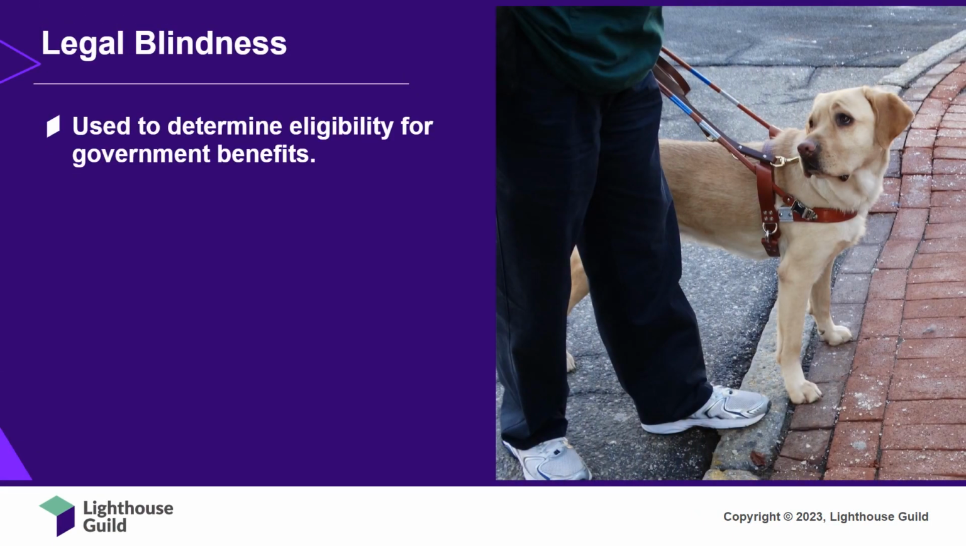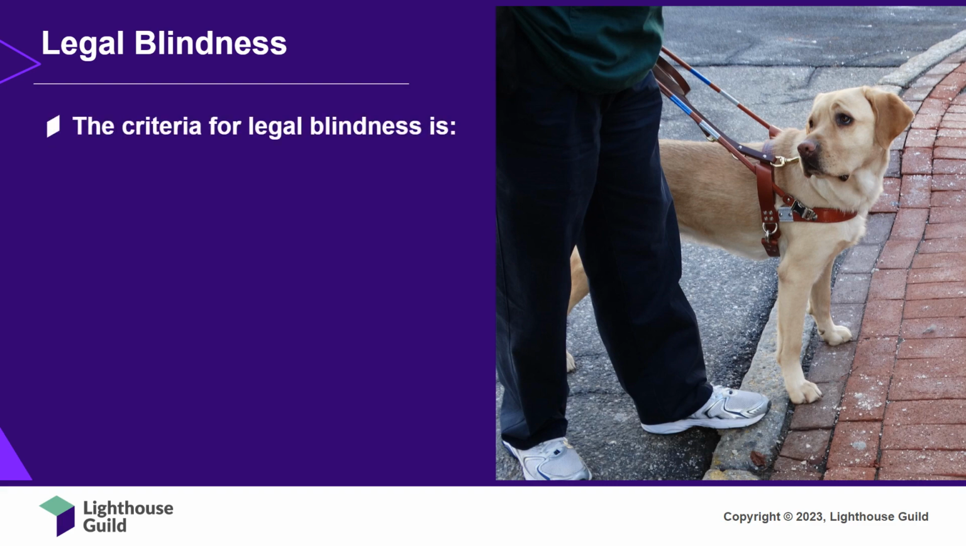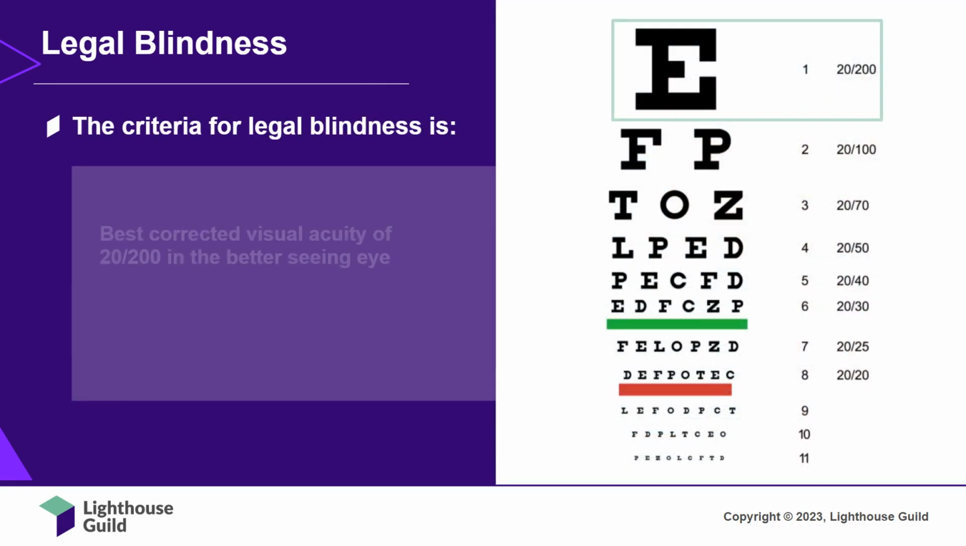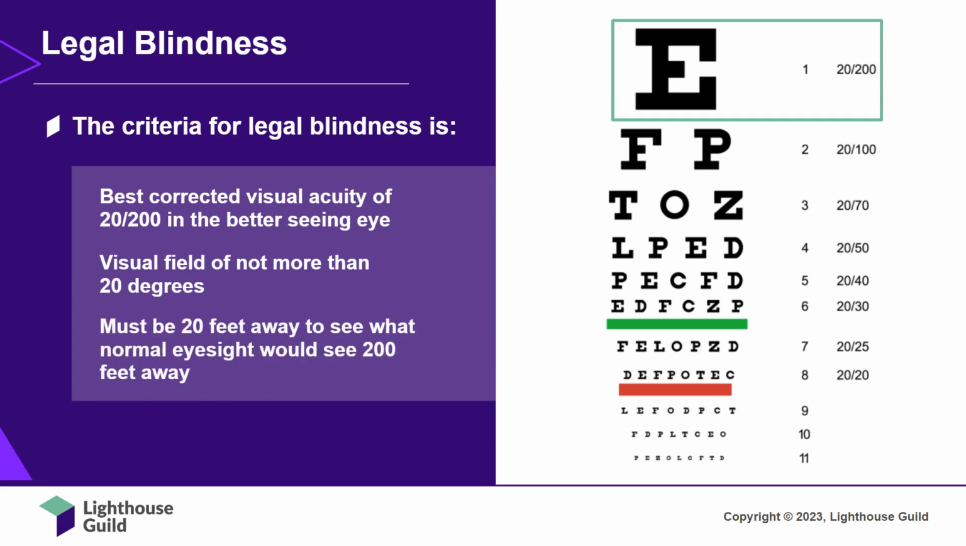Legal blindness is a term used to determine eligibility for government benefits such as Social Security disability benefits and state-sponsored low vision services and devices. It is not a functional definition of what a person can or cannot do. The criteria for legal blindness in the U.S. is best corrected visual acuity of 20/200 in the better seeing eye, or a visual field of not more than 20 degrees. 20/200 visual acuity means that the person must be 20 feet away to see something that a person with normal eyesight would be able to see from 200 feet away.